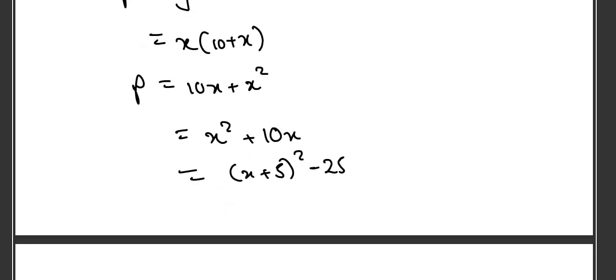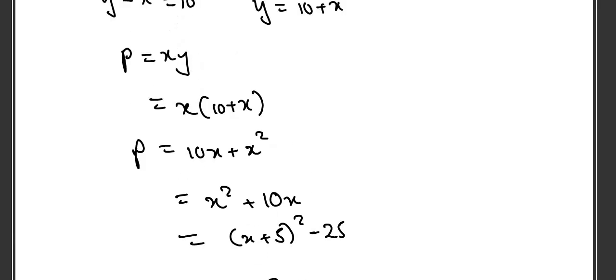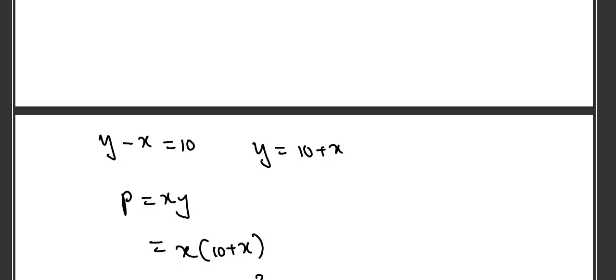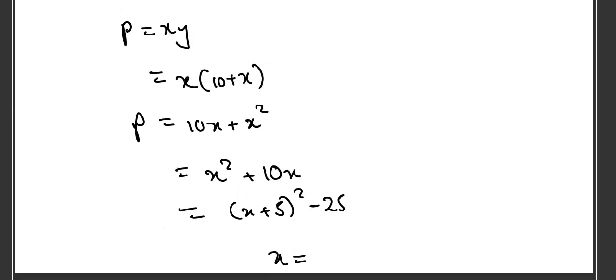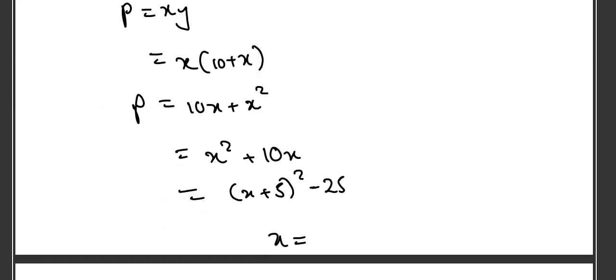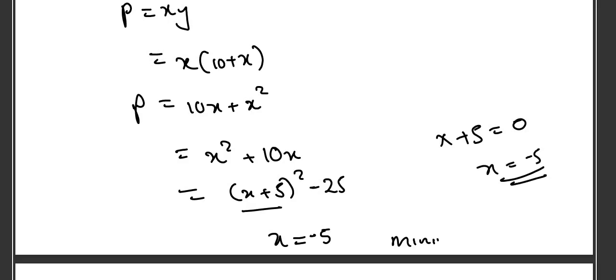So you will notice that x has to be negative 5. When you solve the inside part, it gives you x is equal to negative 5. So the minimum number that you can possibly get is negative 25.